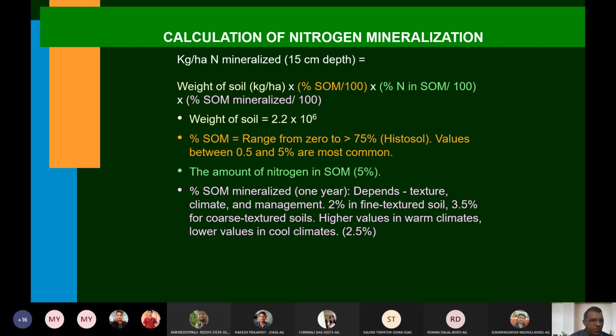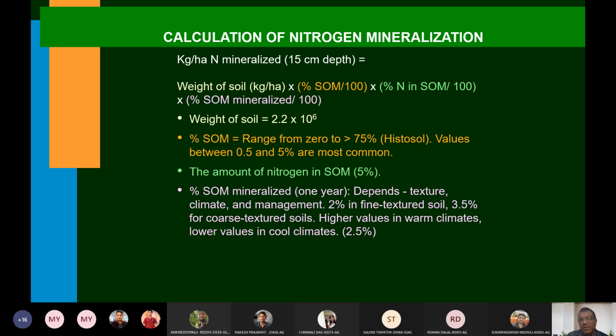And then the amount of nitrogen in soil organic matter. So if it is given by somebody, okay. But if this quantity is not given, then you must assume it is 5%, 5% nitrogen in soil organic matter. Now next is that the quantity of soil organic matter that can be mineralized will depend upon several factors.